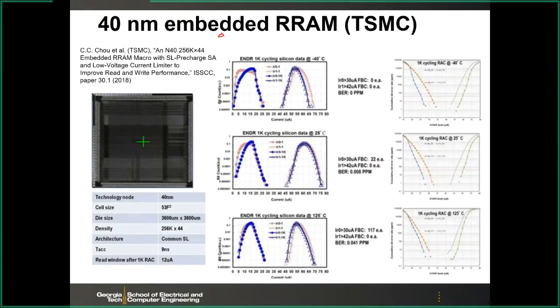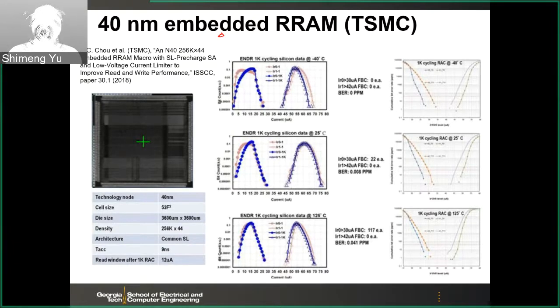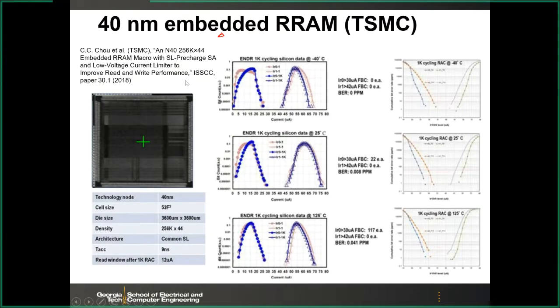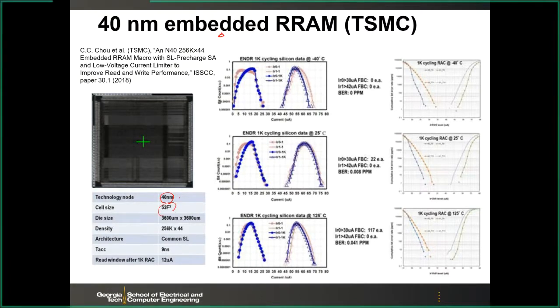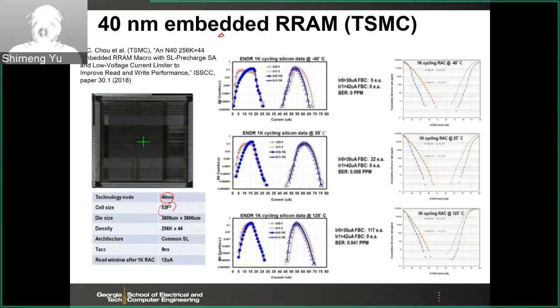This is typically megabyte level, embedded 1T1R RRAM. TSMC has reported the 40 nanometer RRAM process, and a 10 nanometer RRAM process at ISSCC 2018. The cell size is enlarged because it's for embedded applications, and the 1T1R transistor size is enlarged. It's about 50 F square, and here is the distribution. Here the on-off ratio is pretty small, I believe only like 2 or 3.